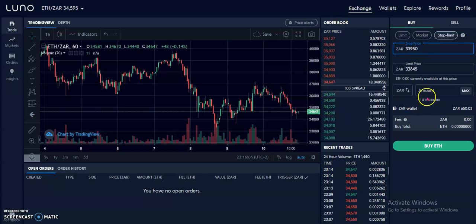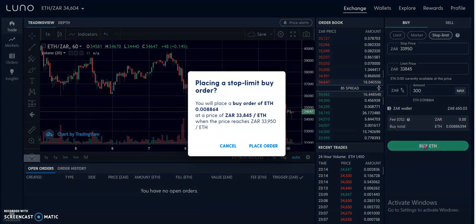So let's go ahead and say what amount would we like to buy. So at the moment our ZAR wallet has 650 Rand. So we want to leave some more money to buy Bitcoin. So let's say we want to do another 300 Rand worth of Ethereum. So let's go ahead, and you will notice that for this, because we're creating liquidity in the system and we become a market maker, we're not paying any fee. So let's go ahead and click buy.